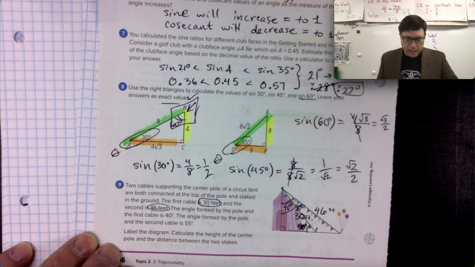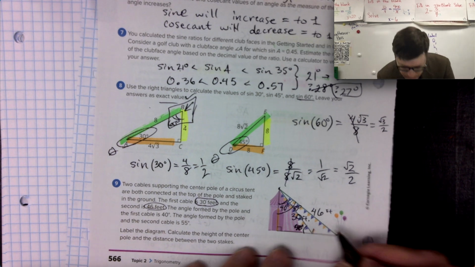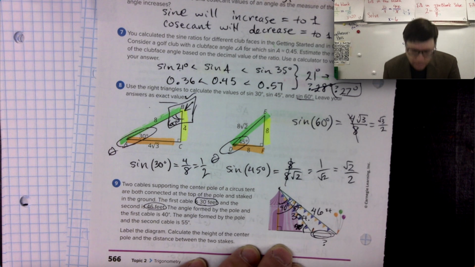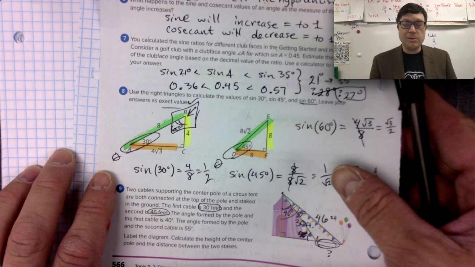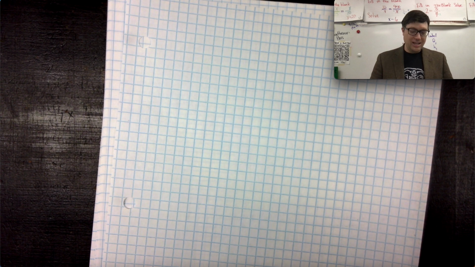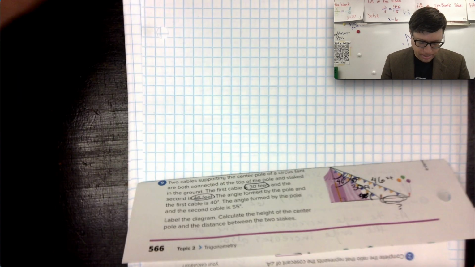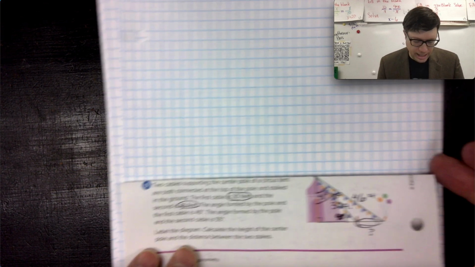So we got 2. Label the diagram, calculate the height of the center pole and the distance between the 2 stakes. So we don't know that one. I'm going to use all of this scratch paper you see in the background to answer this one question because it's going to take that time. But this is helping us solve real-world problems or a contextual sort of problem. Okay? So somewhere in the bottom of our window, that'll work. That will work. That'll do.